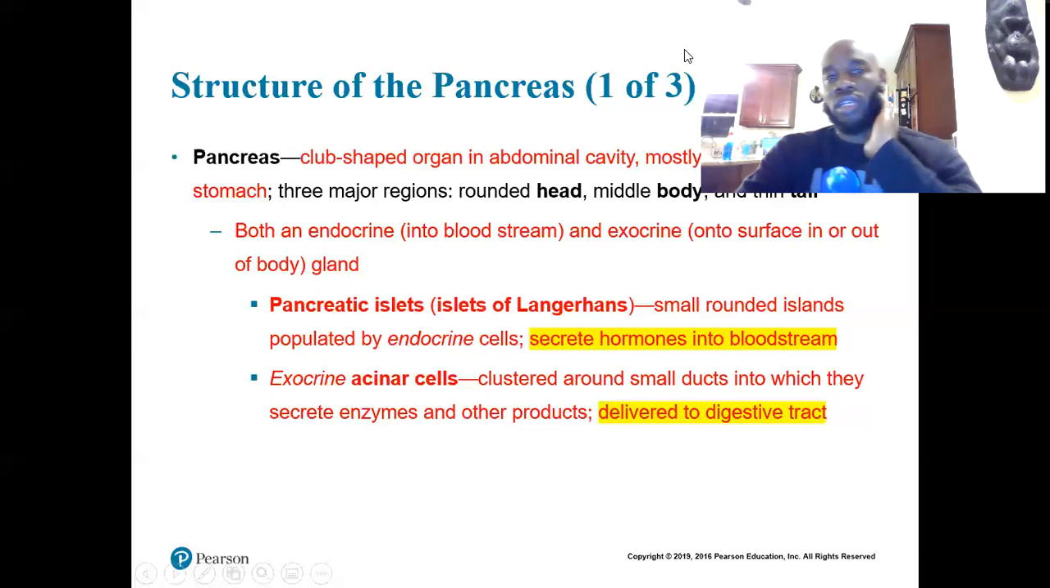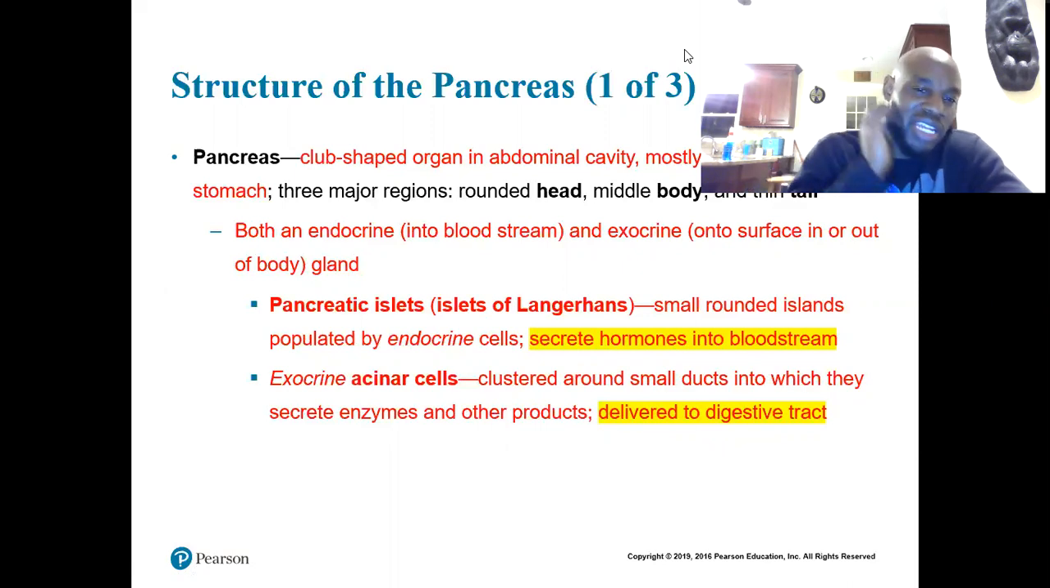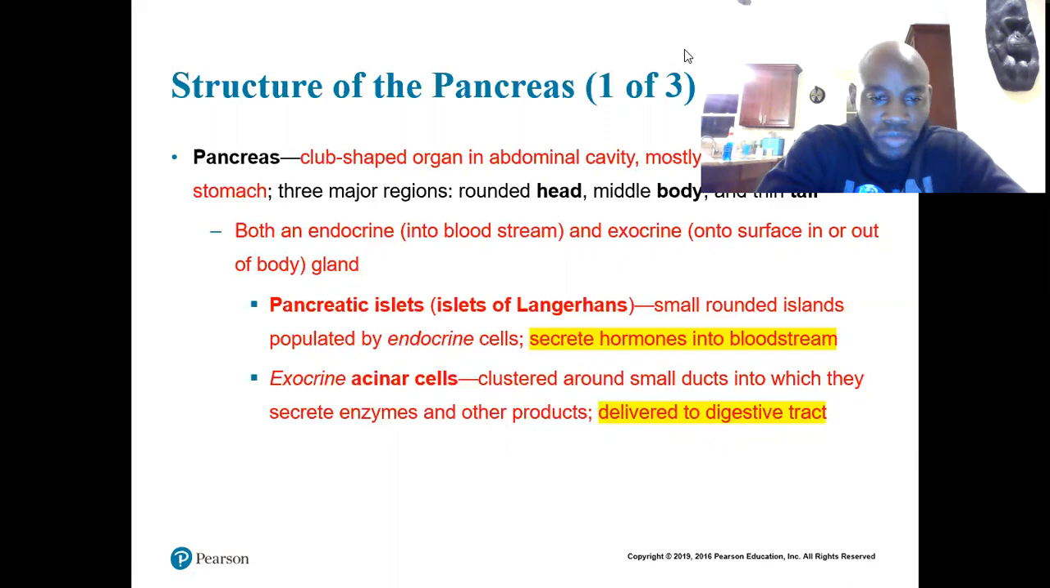pancreas is a club-shaped organ in your abdominal cavity, mostly posterior to the stomach, has 3 regions: rounded head, middle body, thin tail. It secretes the pancreatic islets. Islets of Langerhans secrete hormones into the bloodstream. And then you also have these acinar cells, which act as an exocrine gland and secrete enzymes into the digestive tract. So they help out with our digestion.